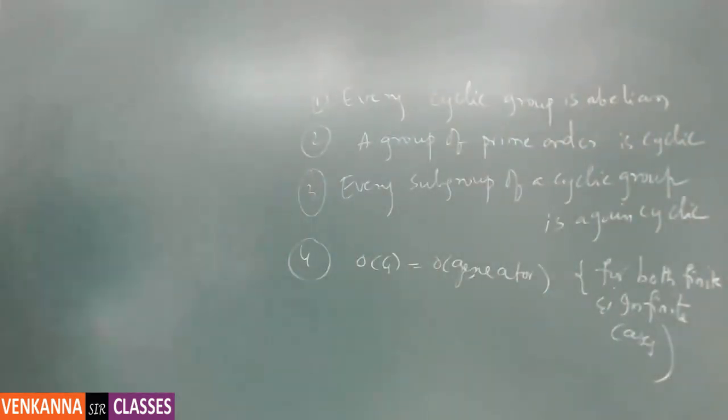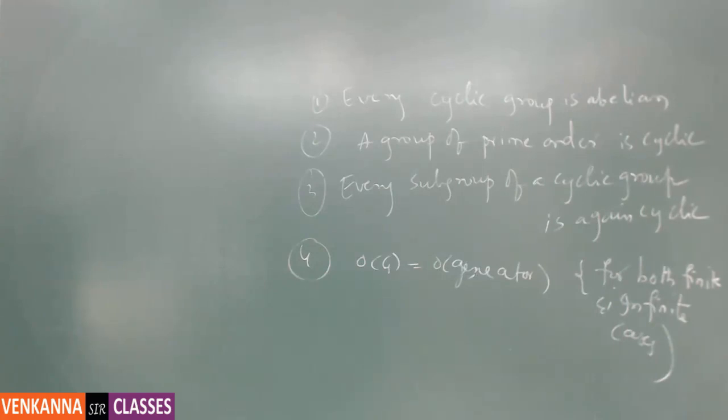You take a note of them. Every cyclic group is abelian. A group of prime order is cyclic. Every subgroup of a cyclic group is cyclic.